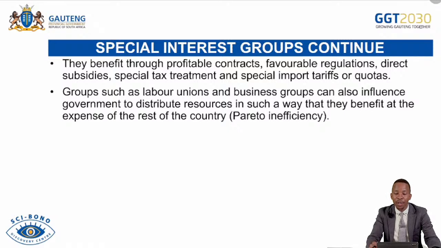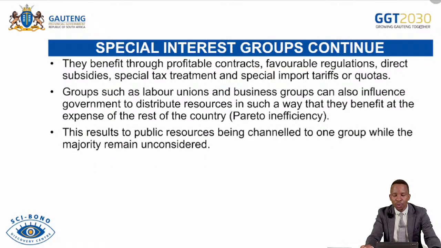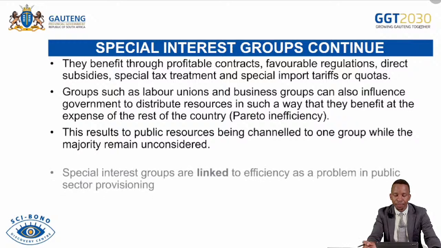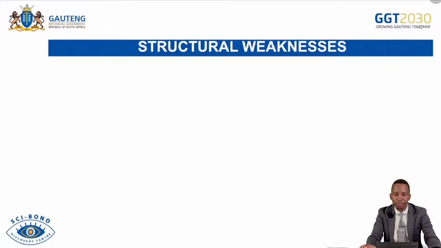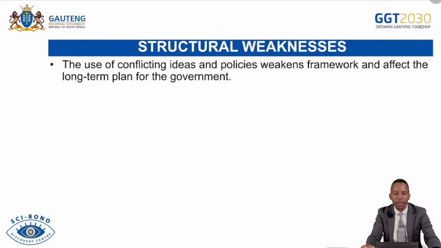We call that the Pareto inefficiency. This results in public resources being channeled to one group, while the majority remain unconsidered or compromised. Special interest groups are linked to efficiency as a problem in the public sector provision. And then structural weaknesses. The use of conflicting ideas and policies weakens the framework and affects the long-term plan for the government.